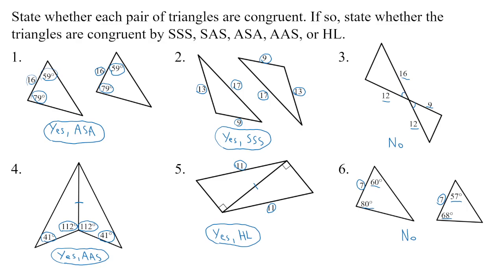So as you can see, you just have to look at their sides and you look at their angles. See what's congruent. And once you see what's congruent, you can determine if the triangles are congruent. And if they are, by side, side, side, side, angle, side, angle, side, angle, angle, angle, side, or HL.